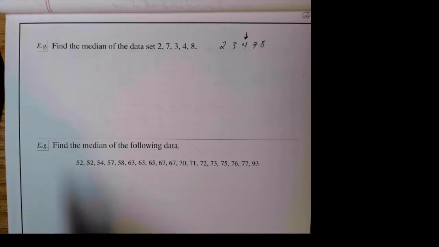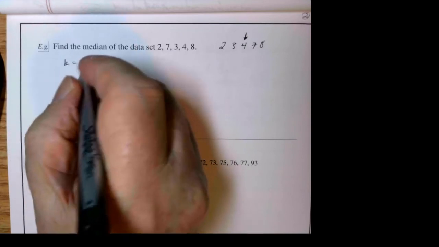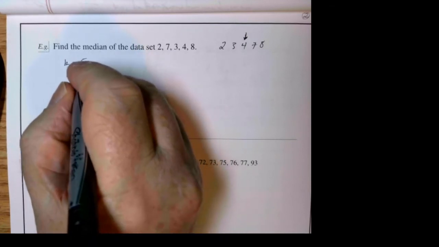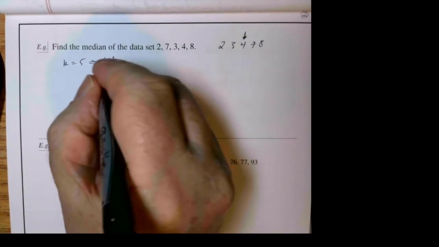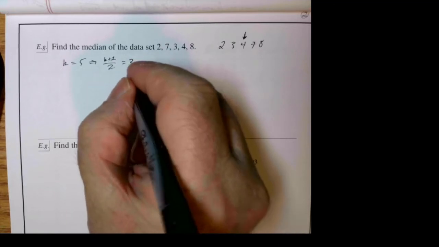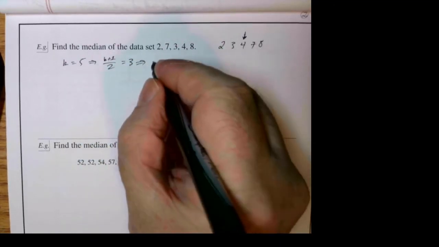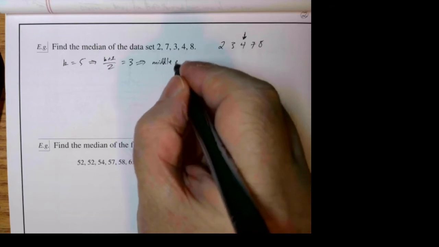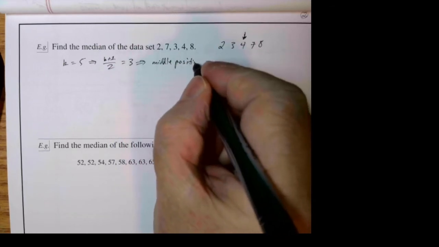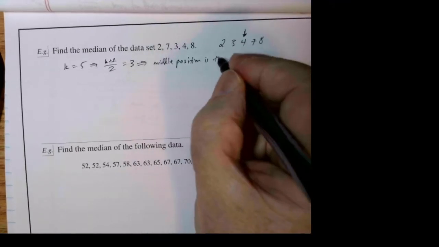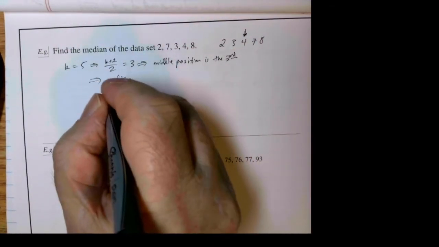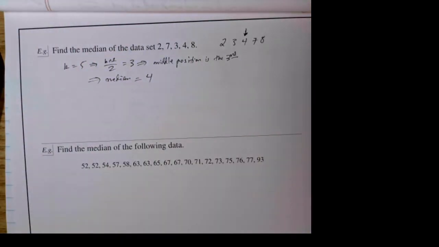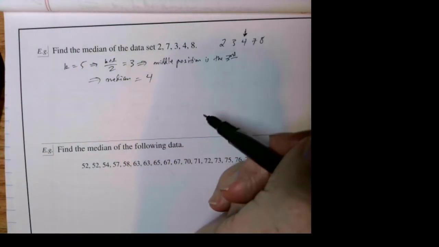Just for fun, we'll do it with the formula. Here, k, the number of numbers in this list, is 5. And that says that the (k plus 1) over 2 position, which is 3, says the middle position is the third. So 1, 2, 3, and this says that the median is 4. The median is the value, not the position in the list.